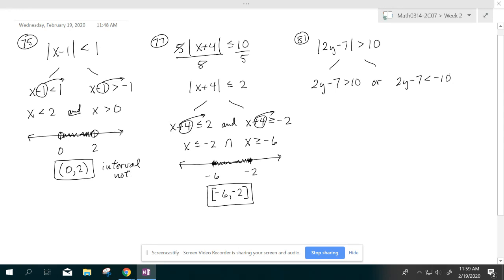Everybody okay with that? Questions? All right, here we go. Let's solve each one. -7 moves over. Makes 17. Divide both sides by 2. 17 divided by 2? It's improper. And you could leave it, but I'd like a decimal this time.